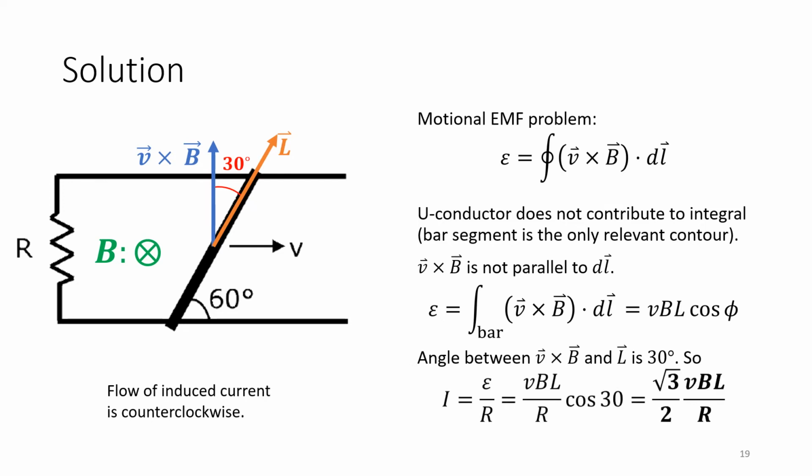Now this completes our expression for EMF, and we get the current by just dividing what we already have by the resistance R. We can see that for the cases where the bar is slanted, we have to consider an added cosine factor compared to what we got from previous expressions and examples.